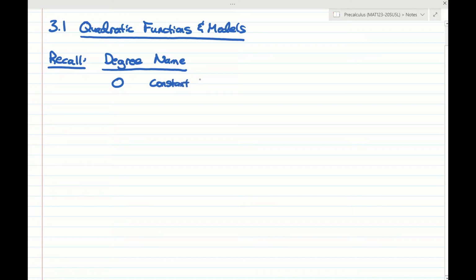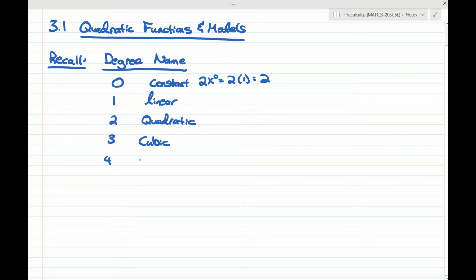Like if we had, just say, 2. Well, what's the variable degree? There is no variable. I mean, you could put x to the 0 here, which is really just 1. But if you just have a number, it's called a constant. If the degree is 1, that's called linear. They look like a line. If the degree is 2, this is called quadratic, which is going to be our focus today. Degree of 3 is called a cubic. And if we have a degree of 4, that's called a quartic.